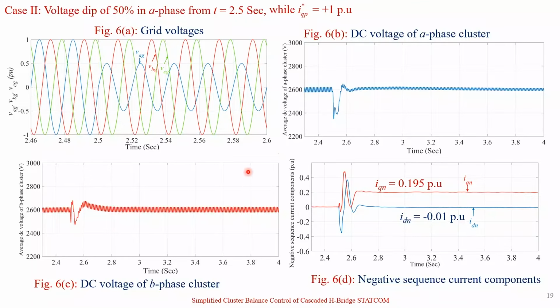Case 2. Voltage dip of 50% in A phase from t equals 2.5 seconds while I star QP is set at +1 per unit. In this case, the grid voltages are balanced until t equals 2.5 seconds. At t equals 2.5 seconds, the voltage of A phase falls to 0.5 per unit as shown in figure 6a. The DC voltage of A phase cluster is shown in figure 6b and the DC voltage of B phase cluster is shown in figure 6c. The response of negative sequence current components is shown in figure 6d. In the steady state, from the simulation study, it is observed that IDN equals -0.01 per unit and IQN equals 0.195 per unit.